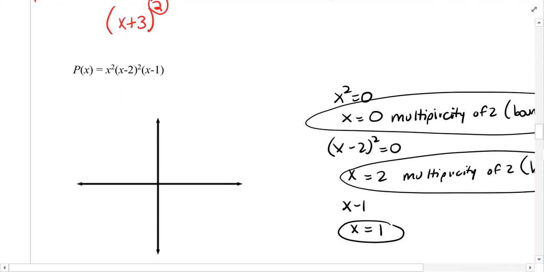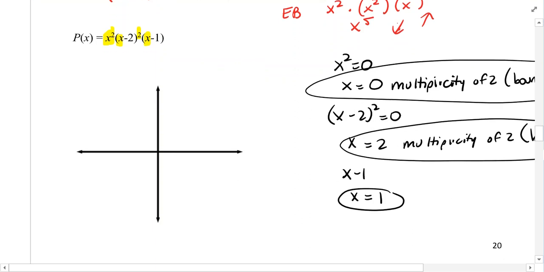Now this one, when we do have to take those powers into account when we talk about what the degree is. So when we do that in behavior, we have x squared times an x squared times x. So it would be x to the fifth. That's going to be a down and up. Positive x to the fifth. 0 being an x-intercept means that it's not going. I have my y-intercept as well.